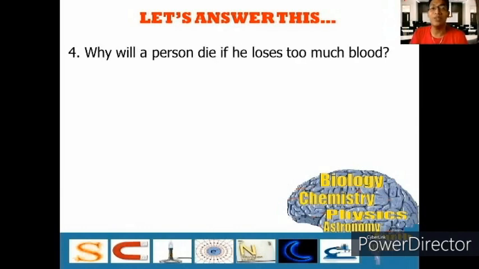4. Why will a person die if he loses too much blood? Especially those people who were involved in accidents. Since our blood is responsible for carrying the necessary oxygen for each cell in the body to function well, then the amount of oxygen might be insufficient for those people who are losing so much blood. Aside from this, syempre, nawawalan din sila ng iba pang mga substances na mahalaga para mabuhay ang bawat cell sa katawan natin.